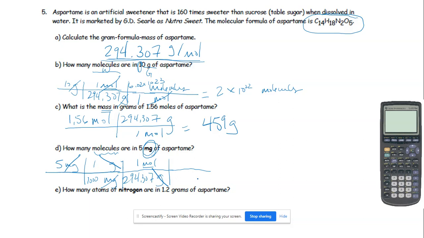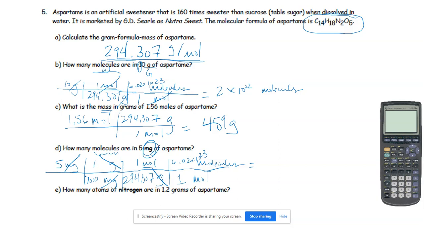I have moles on top. I want it to go away. I'm going to put it on the bottom. I want to turn my moles into molecules. How many molecules in 1 mole of anything? Well, there are 6.02 times 10 to the 23rd molecules in 1 mole. So I do this math. 5 times 1 times 1 times 6.02 times 10 to the 23rd divided by 1,000 divided by 294.307.